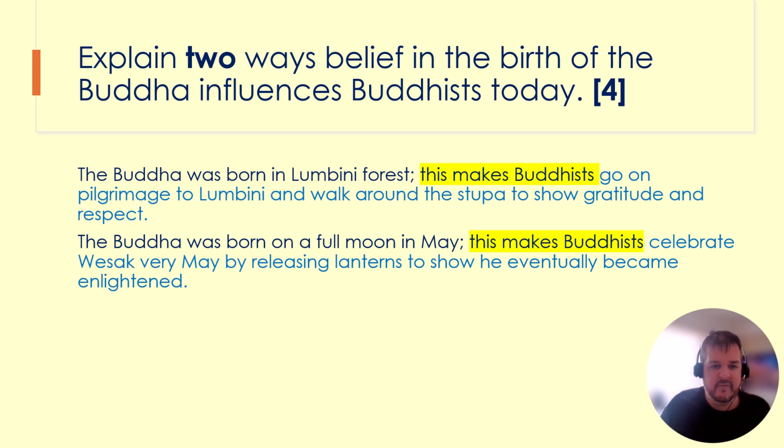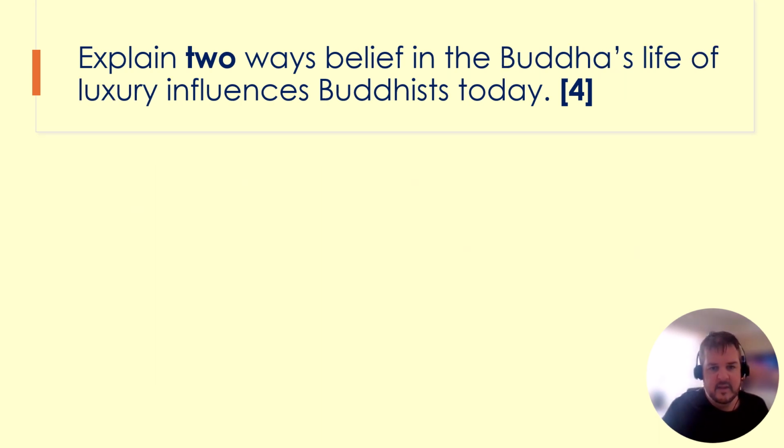Okay, here is an example of an answer. The Buddha was born in Lumbini Forest. There's a point. This makes Buddhists, there's a connection between a belief and they're going on to talk about something that Buddhists do. This makes Buddhists go on pilgrimage to Lumbini and walk around the stupa to show gratitude and respect. The Buddha was born on a full moon in May. This makes Buddhists celebrate Wesak, every May, by releasing lanterns to show he eventually became enlightened. So two beliefs with connections that say this makes Buddhists, and then two influences, emotions or actions that Buddhists do because of that belief. Here is another example of a 4-mark influence question.